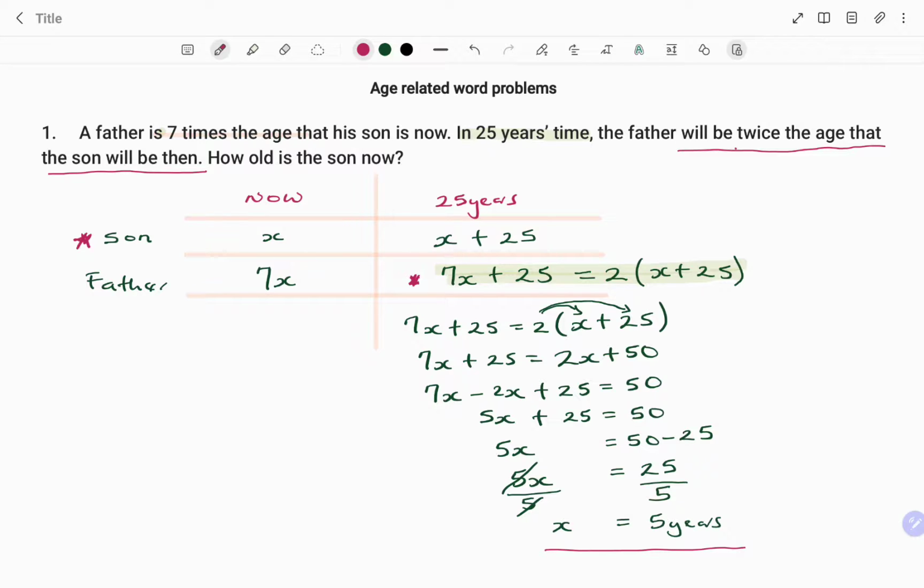And if you do a quick check, the son is 5 years now, and the father is 5 times 7, 35. In 25 years' time, the son will be 30, and the father will be 25 plus 35. That will give us 60, which is twice the age of the son then. Let's look at the next example.